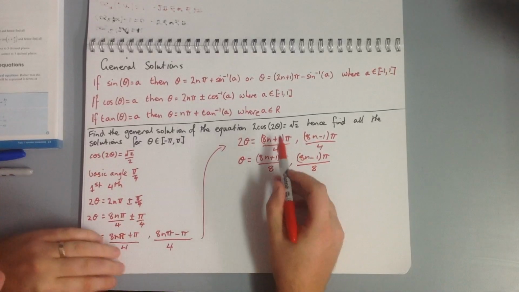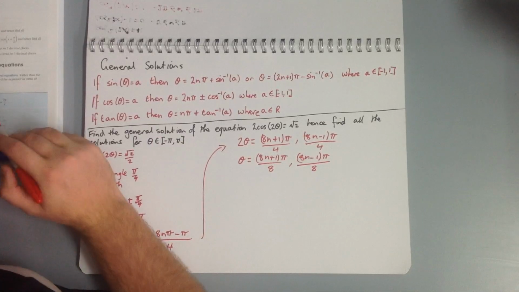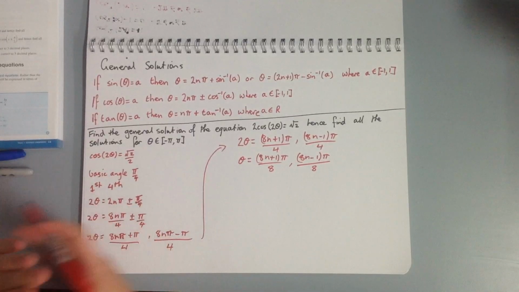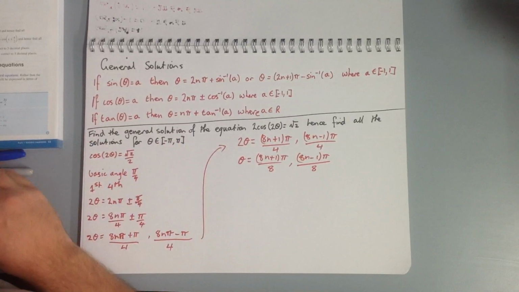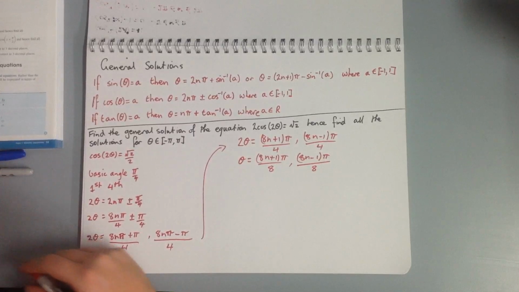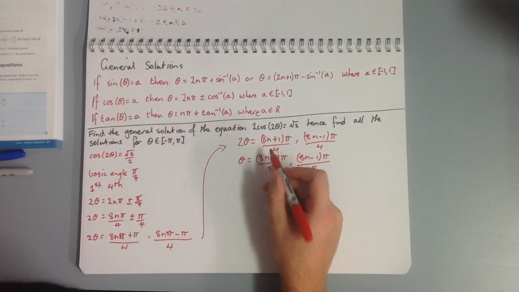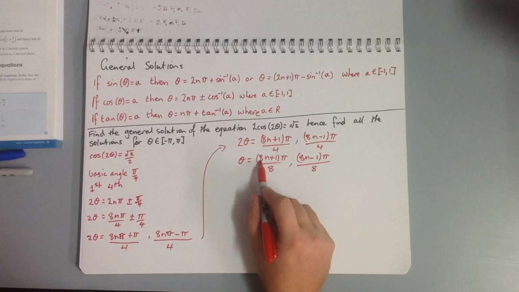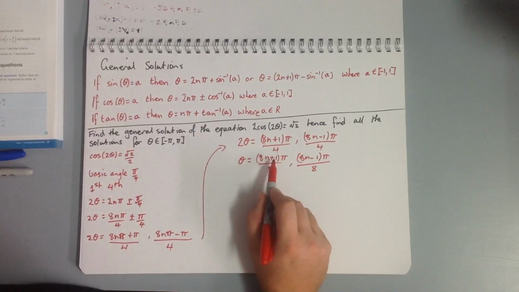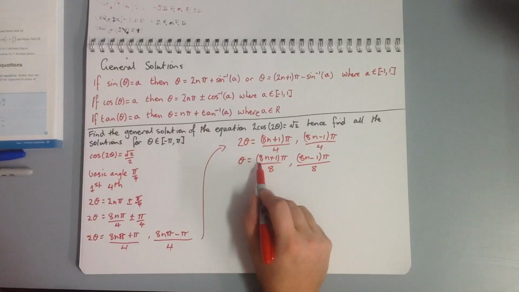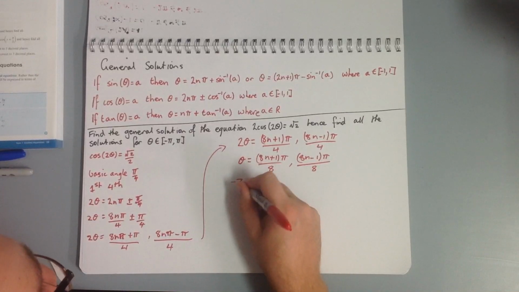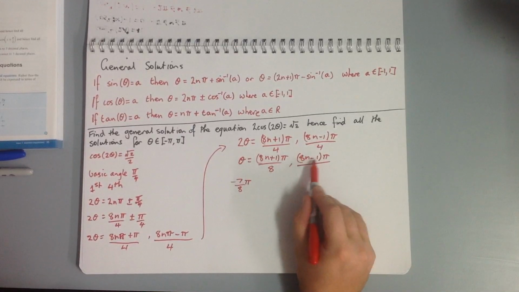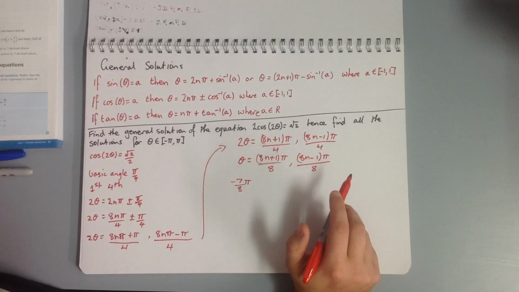Now we need to find our solutions in our domain. So we need to substitute appropriate values of n to achieve our solutions in our domain. If we were to put in, say, -1 into here, we'd have -8 plus 1, which would give us -7 on 8, so we get -7 on 8 pi. If we put it into here, we get -9 pi on 8. Now that's outside our domain, so we don't want that.